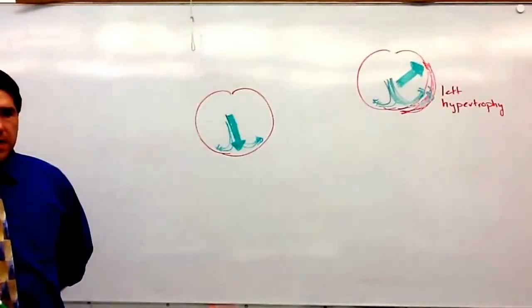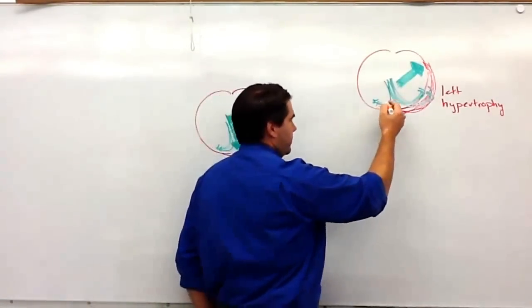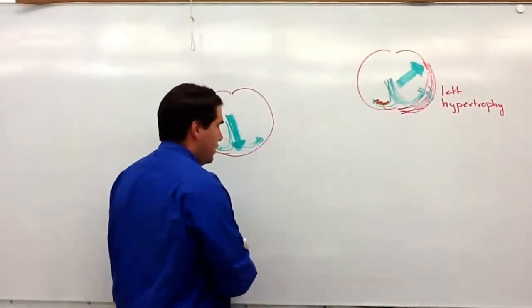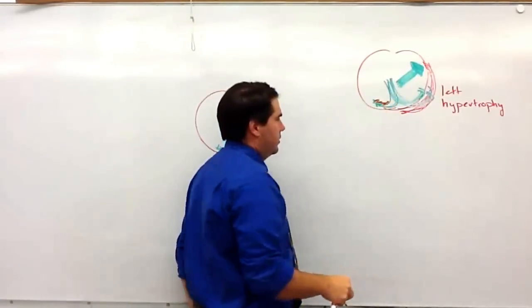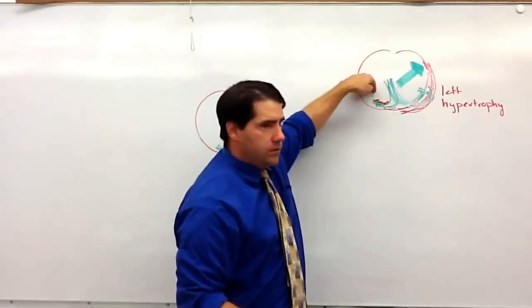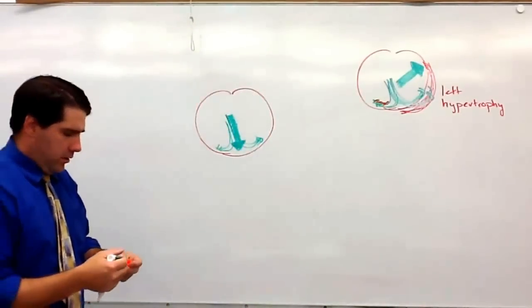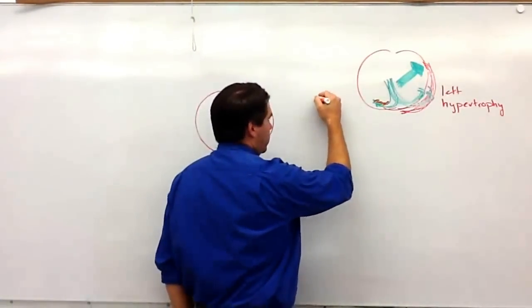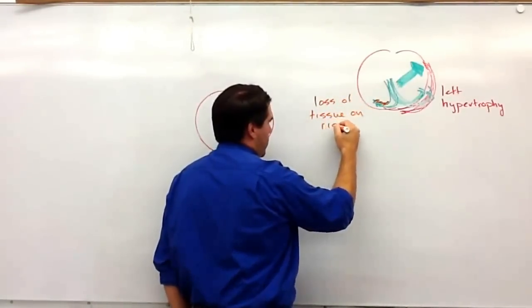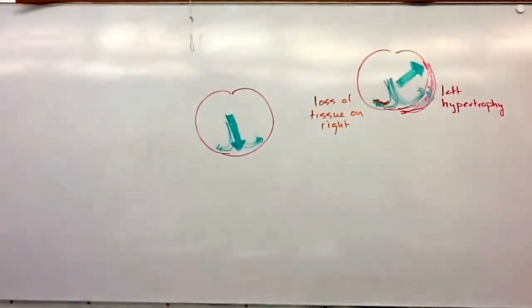Another thing that can cause the axis to shift to the left is if there's loss of tissue on this side. So if this side is thinned, and now you have less voltage going in this direction, since this is a tug of war, so to speak, if you lose tissue on this side, that also will cause the voltage vector to shift to the left. So it could be loss of tissue on right. Both of those can cause a leftward deviation of the QRS axis.